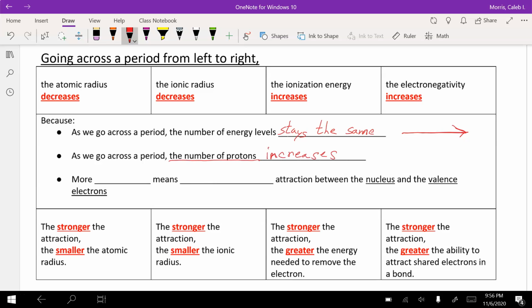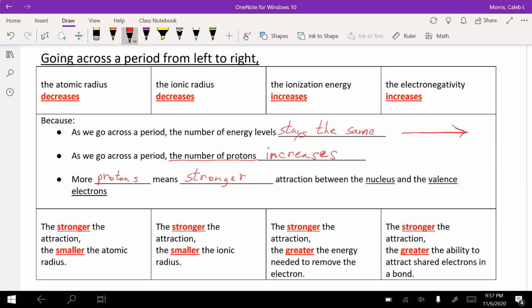And if we have more protons, that means that we have a stronger attraction between the nucleus and valence electrons. That stronger attraction will pull the electrons towards the nucleus.